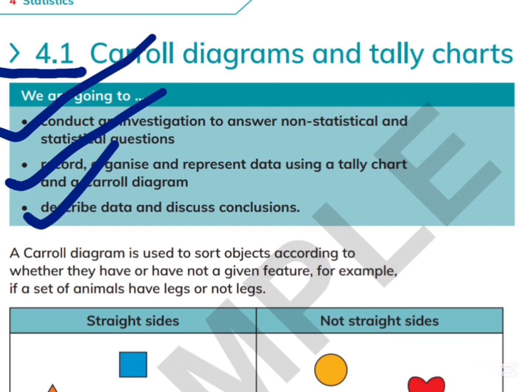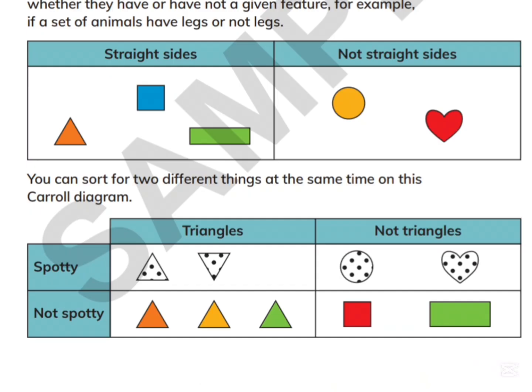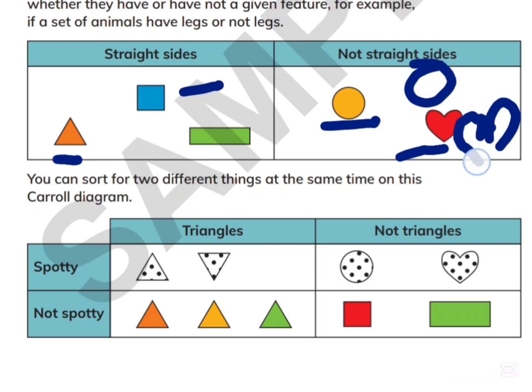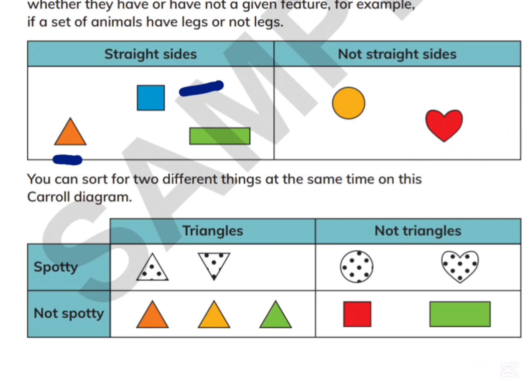All right, now we will read this statement. A Carroll diagram is used to sort objects according to whether they have or have not given features: straight lines, not straight lines, straight sides. Yes, this is a straight line, meaning straight sides. Not straight sides, because there is a curve, so this is not straight sides. Okay, they are correctly organized in this table.